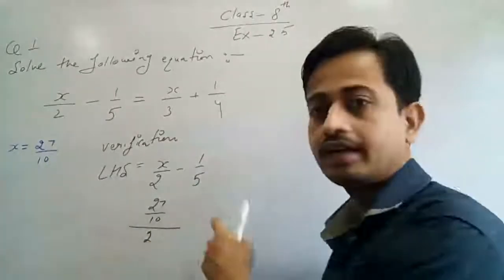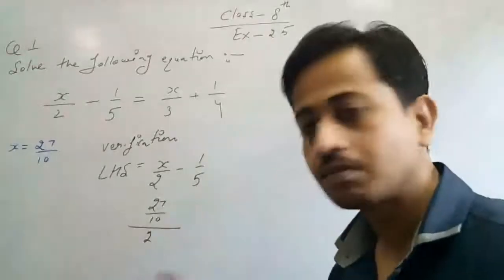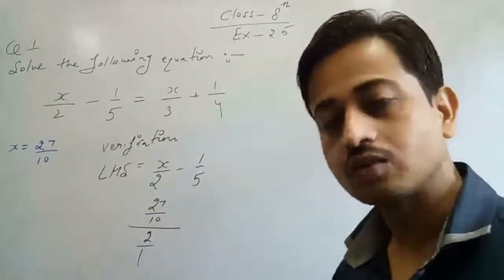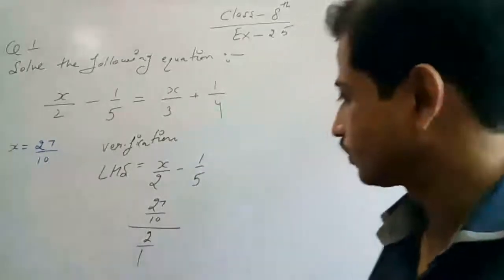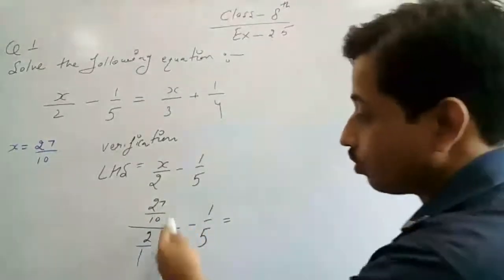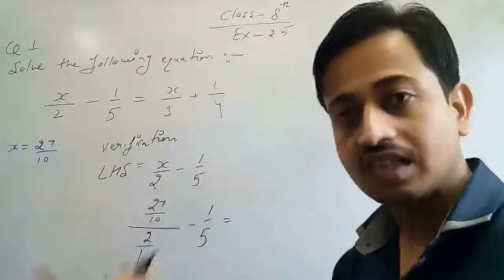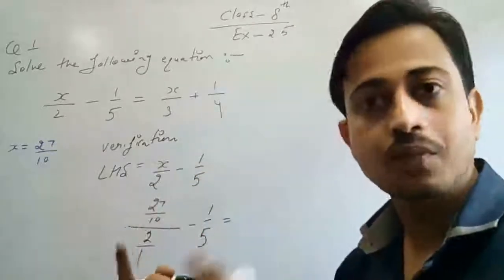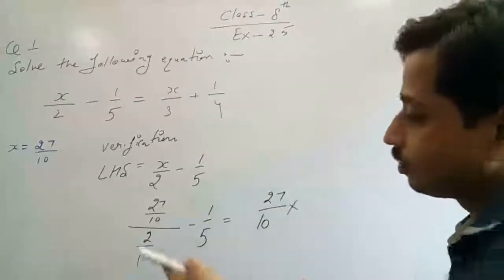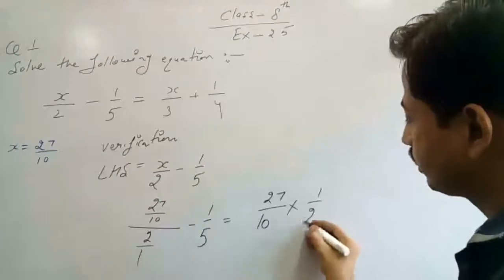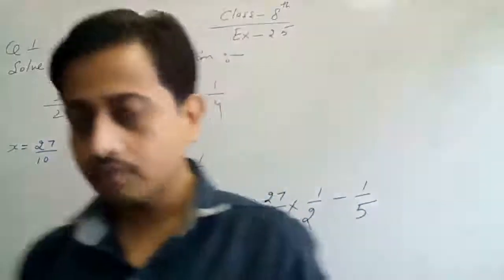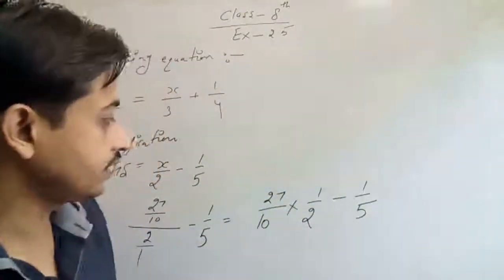This term is rational, and let's make the second term also rational. So I can write 2 as 2 divided by 1, because if we divide 2 by 1 we get 2. Same I have to write here. Now we know if the term is rational, then we have to take its reciprocal. So 27 divided by 10, we do the reciprocal. 1 divided by 2, negative 1 by 5. Now you have to solve. Multiply it.